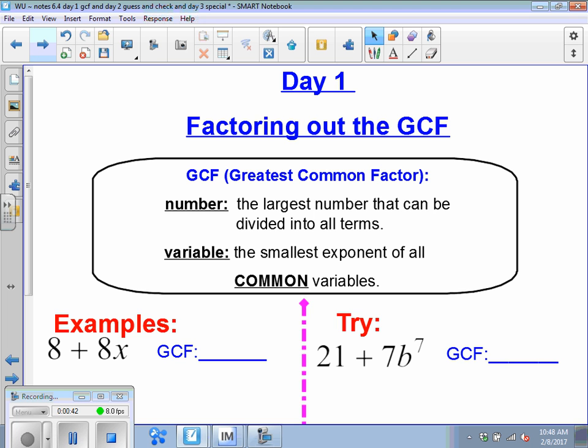For the variable, first of all, you have to figure out what variables are common to all the terms. So all the terms have to have an x, all the terms have to have a y, or all the terms have to have an a. They all have to have one for it to be common, for it to be included in the greatest common factor. If there is a variable that's common to all the terms, it's going to be the smallest exponent. So if you have an x squared and an x to the third, then x is going to be in your greatest common factor. If you have an x squared, x to the third, and x to the fifth, then x squared is going to be your greatest common factor. Okay?